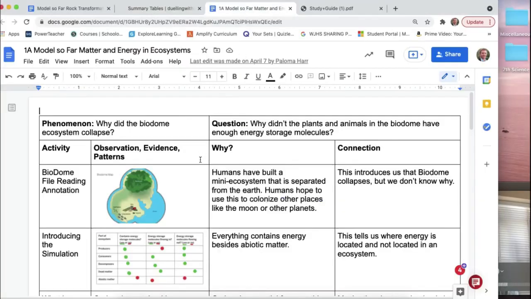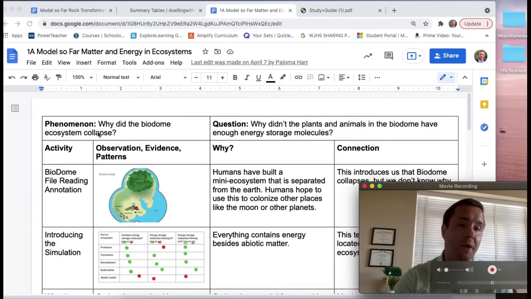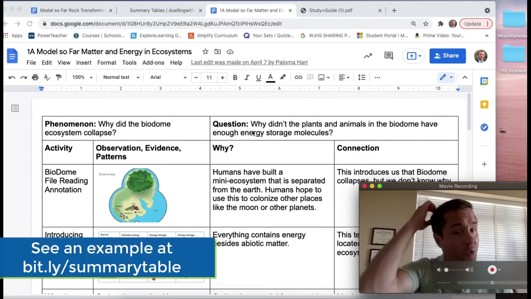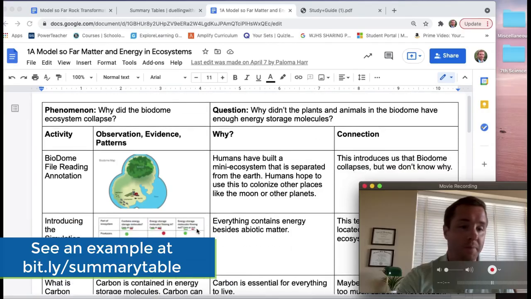So what does this look like in my classroom? A couple months ago we had this phenomenon: why did this biodome ecosystem collapse? This is an Amplify unit. I use this summary table to help scaffold the kids' ideas and progression as we go through a unit. The first question of the first chapter would be, why didn't the plants and animals have enough energy to survive? So I put the title of the activity. This one in particular was a reading. I took a diagram of the ecosystem, and we talked about why it was important and how it connects to our unit.